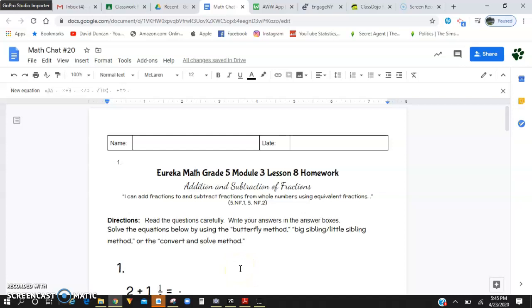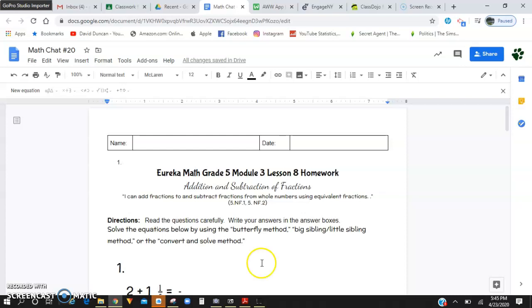All right, for Math Chat number 20, we are also going to be working on Lesson 8 from Module 3 again. I know Math Chat 19 had the same lesson, but I really feel this stuff is really important, and I want us to make sure we have these concepts cemented into our brains, because going into 6th grade, you are going to need to have these skills.